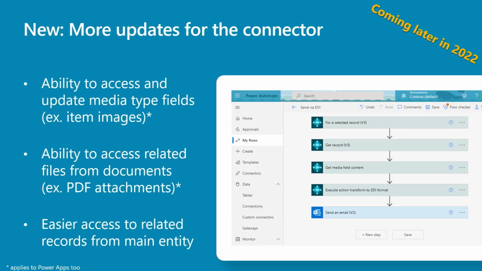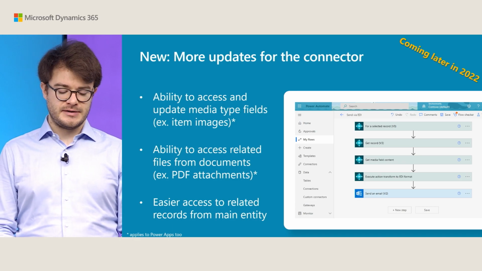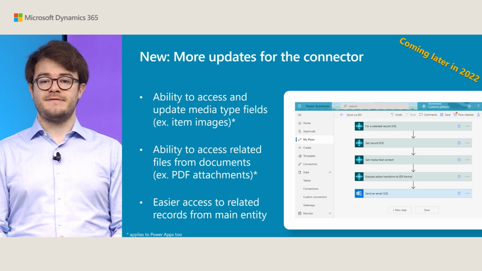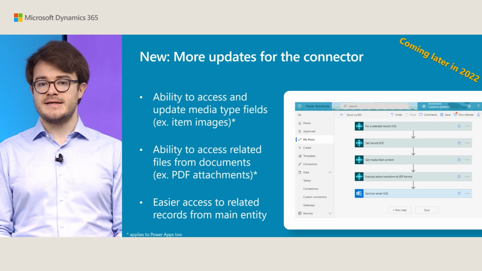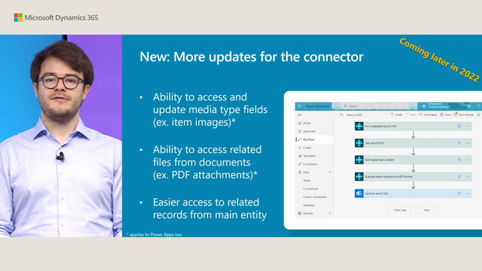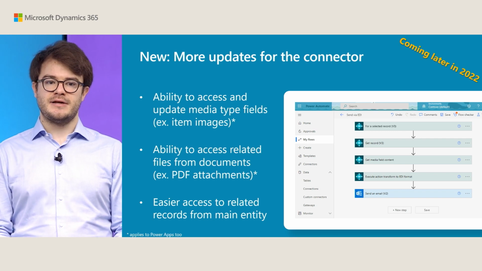I also want to mention what's coming later in the next month, before the end of 2022. And that's, first of all, support for access to media types. That includes images in Power Apps and also in Power Automate. We're also going to add support for accessing PDF attachments and, in general, documents and files coming from Business Central. And I mentioned we have support for accessing related entities. We want to improve that support and make it a bit more user-friendly, so that's also coming in the next release. I will now switch to my demo.